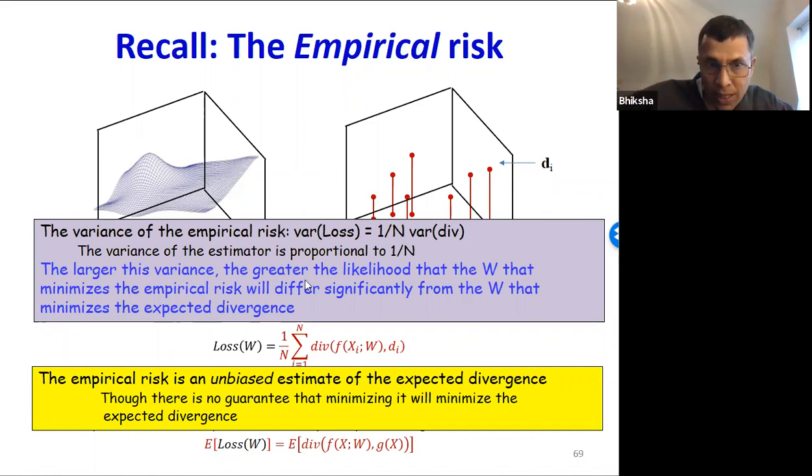The larger this variance, the greater the likelihood that the estimate that you will get is going to be significantly different from the actual estimate you really want. Remember, the estimate you want must minimize this term to the right, but you are minimizing this loss. And the greater the variance of the loss, the greater the likelihood that the estimates you get from these two guys are going to be very different.